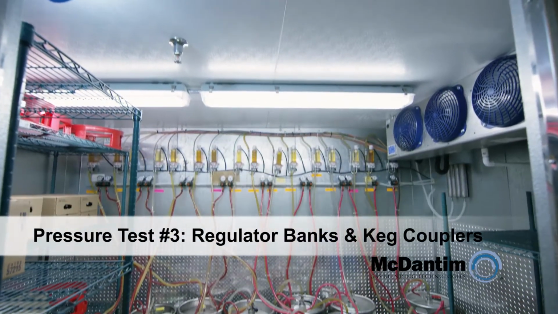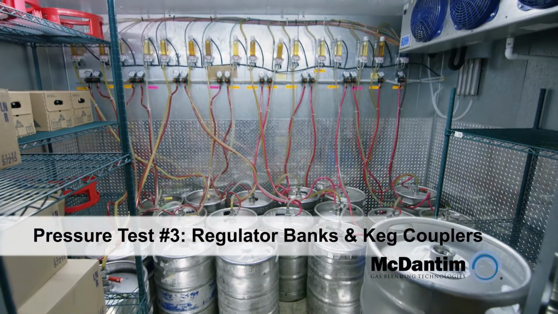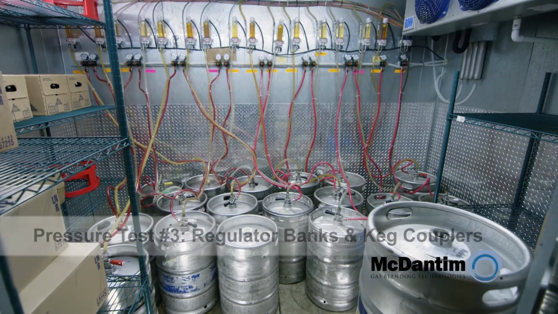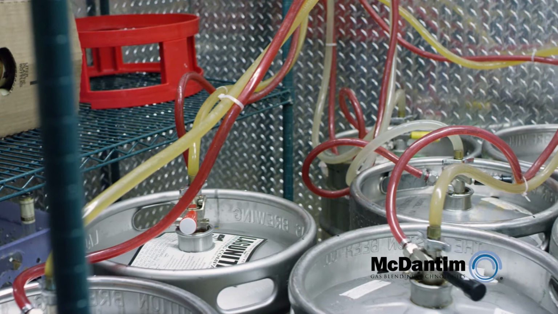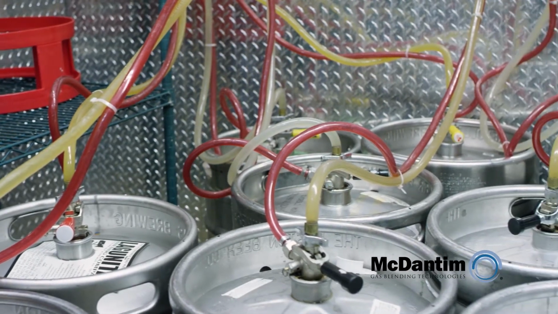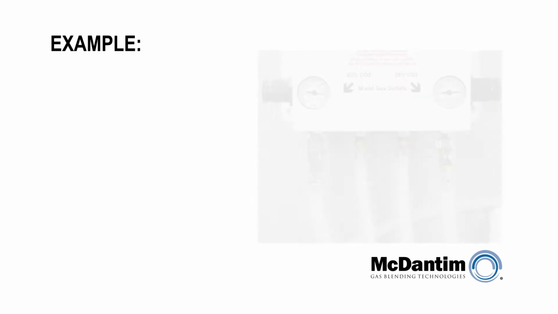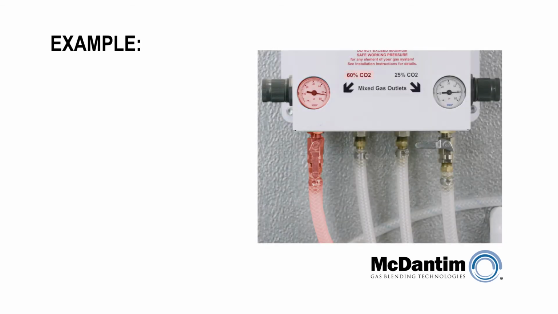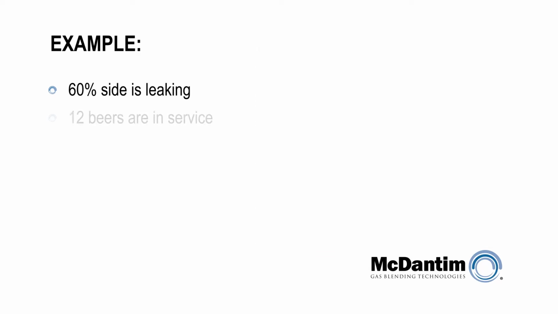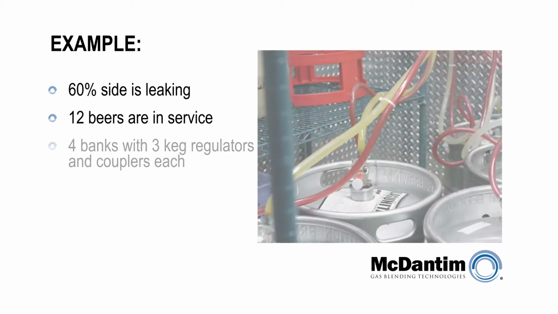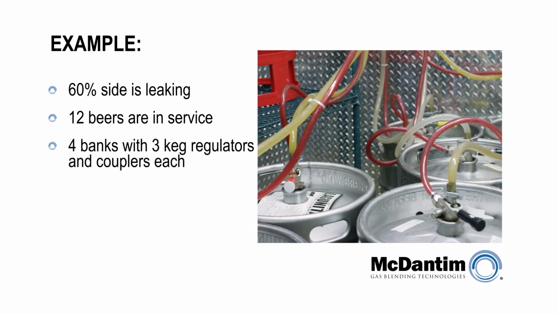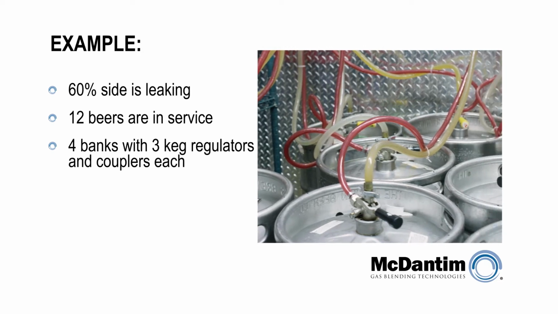If any leaks are present on the downstream lines, it is time for the third and final test, which can be used to find individual secondary regulator and/or keg coupler leaks. For this example, let's assume the left side of the Trumix double blender is leaking. 12 beers are in service. There are 4 regulator banks of 3 regulators and couplers each.